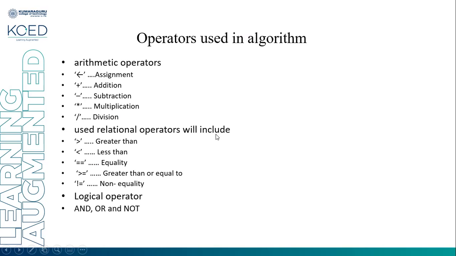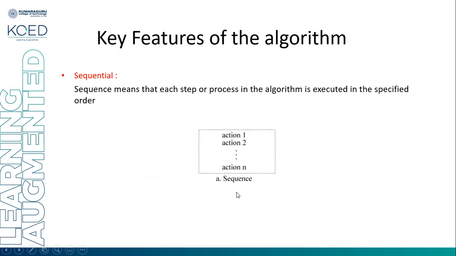And the relational operators. The following relational operators are used: greater than, less than, equal to. The symbol stands for greater than, and less than, and the double equal to symbol stands for equality. Greater than or equal to, not equal to are the relational operators used in the algorithm. The logical operators and, or, not are the logical operators which are used in the algorithm.